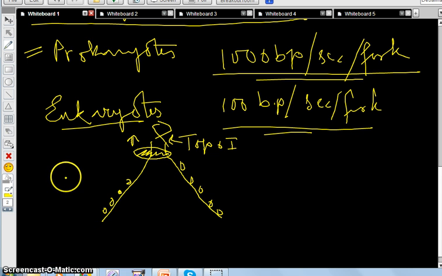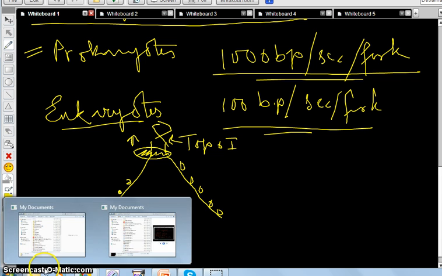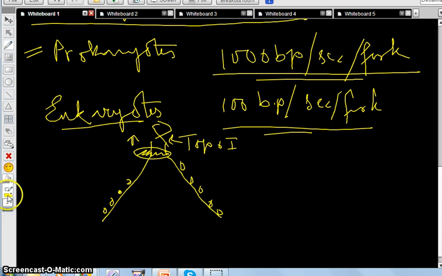And here another thing happens. That RNA primer is synthesized here, in case of this lagging strand, and new DNA molecule is added on it. Now the DNA molecule is added on it by the enzyme called DNA polymerase.